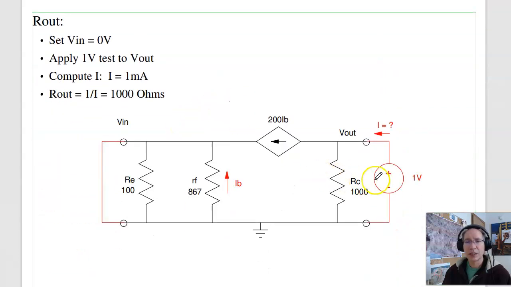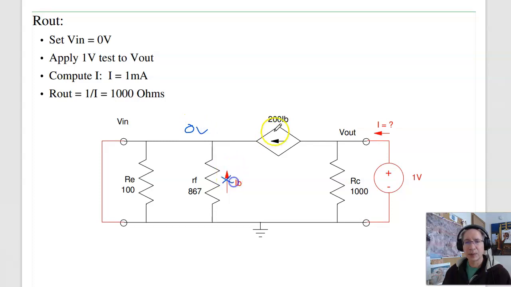To find the output impedance, I'll short the input, find the impedance at the output, and again it's not obvious. So let's apply 1 volt at the output. If this is 0, IB is 0, 200 IB is 0, all I see is 1000 ohms. So the current I'm going to draw is 1 milliamp. The resistance then is 1 volt over 1 milliamp, 1000 ohms.